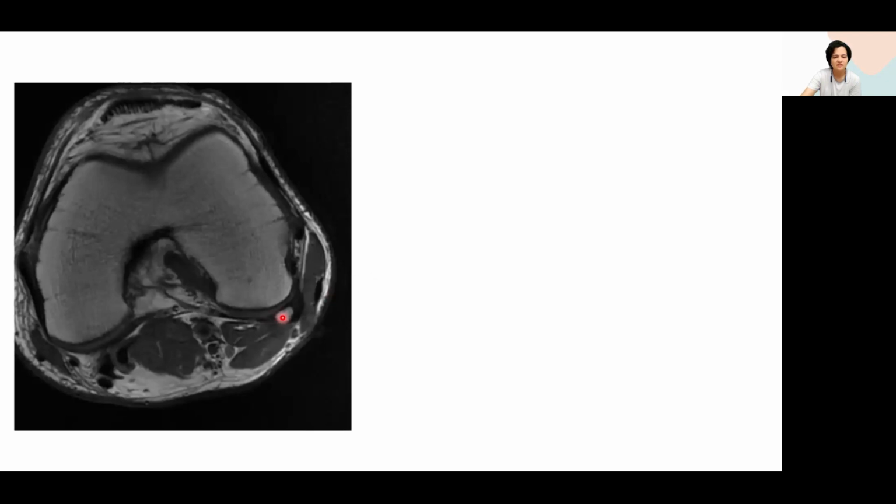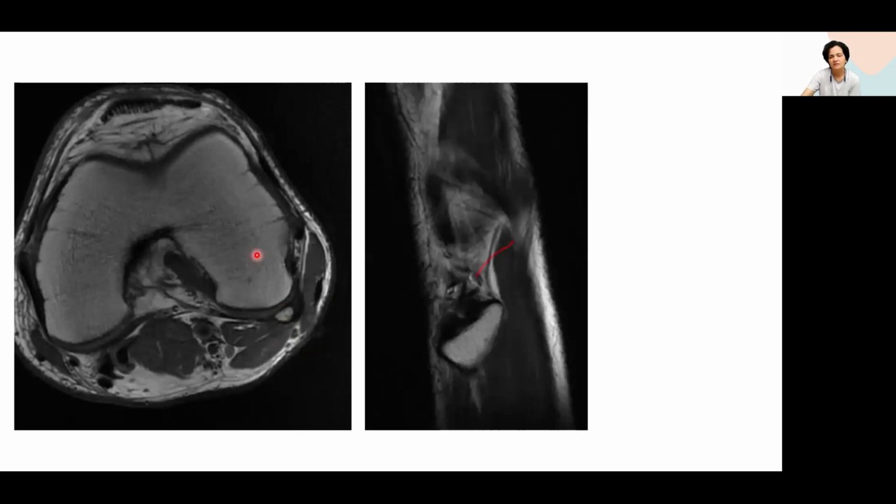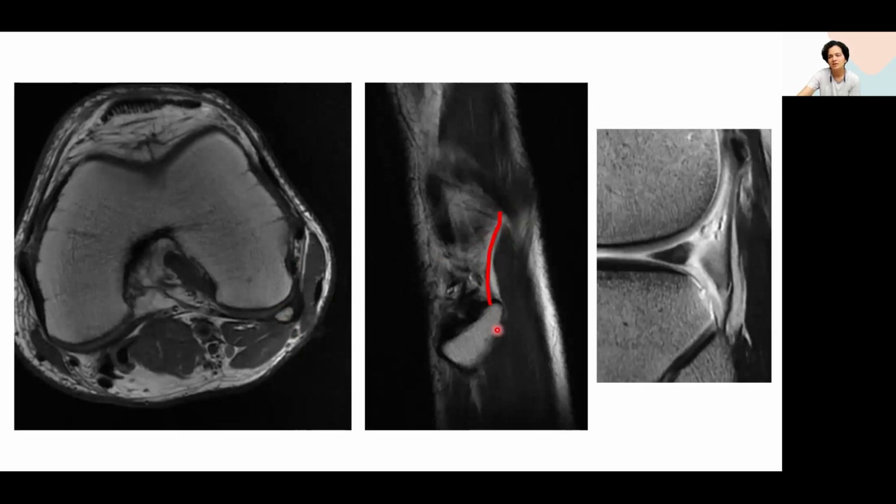In this axial image, we can see this is the fabella, which is a sesamoid bone posterior to the lateral femoral condyle. And here we can see this is the fabellofibular ligament. So it attaches the fabella with the head of the fibula. Here again, we can see the fabellofibular ligament. So this is the fibula, this is the fabella, and this is the fabellofibular ligament.